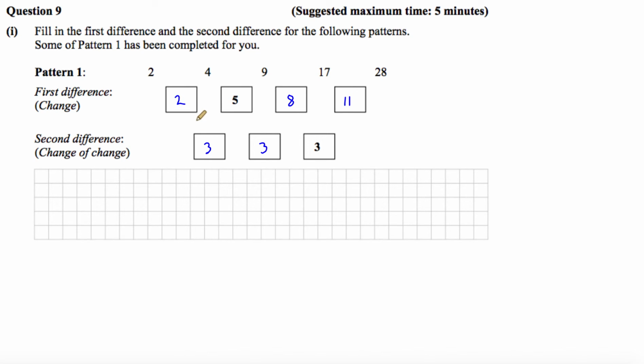We can see here that the first difference is 2, 5, 8, 11. So the first difference, the numbers are changing. And the second difference, the numbers remain the same. So when you have that situation, first difference changes, second difference is the same, that's a quadratic pattern.